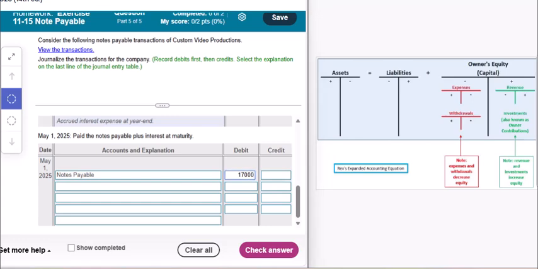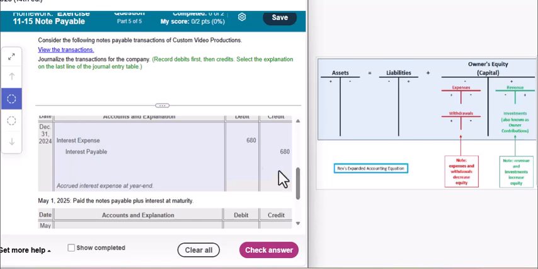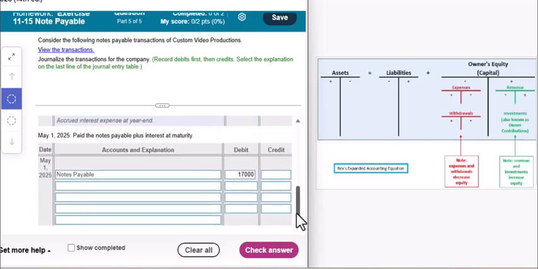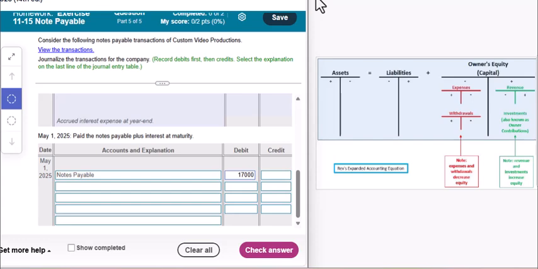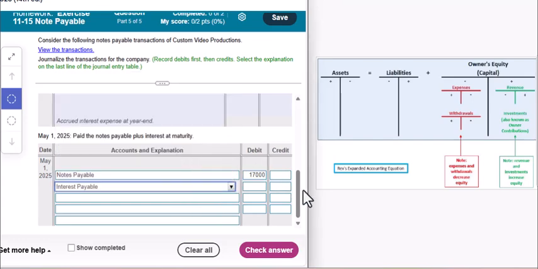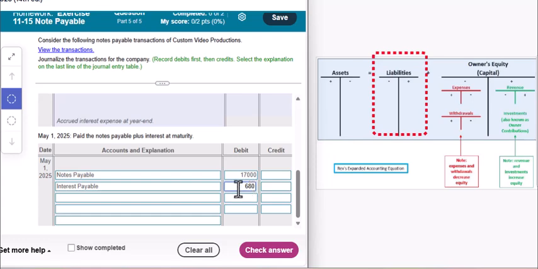And then remember at the end of the year on December 31st, we owed $680 in interest here. So what happens to this $680? Because remember, we're going to pay the note payable plus the interest. So we have to get rid of the interest payable. So I'm going to go ahead and input interest payable here. And then liabilities are lowered here with a debit on the left here. So we're going to go ahead and input 680.